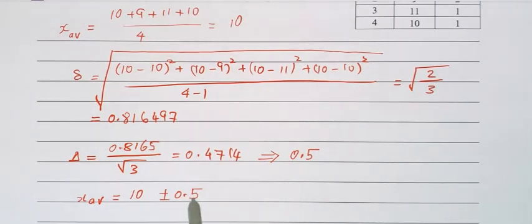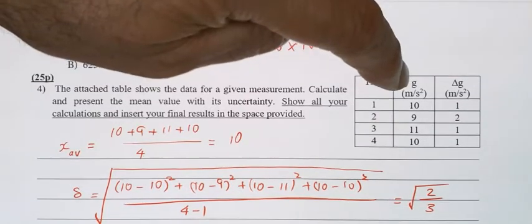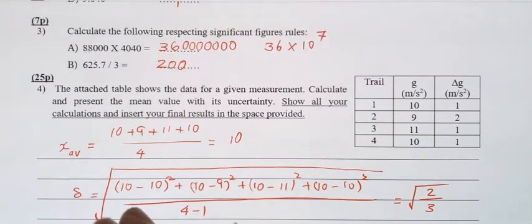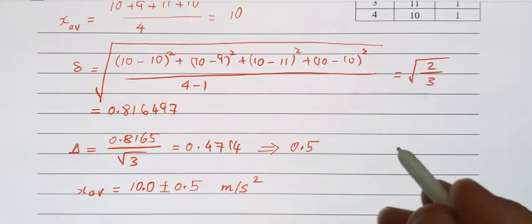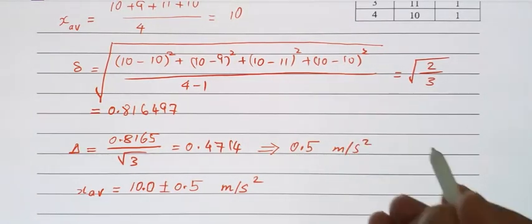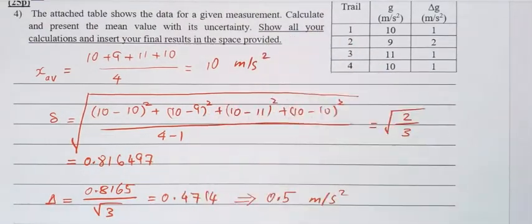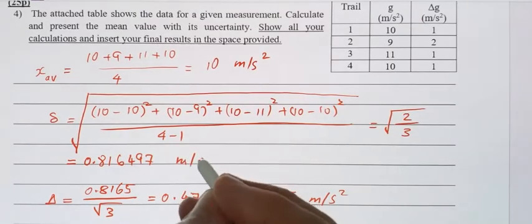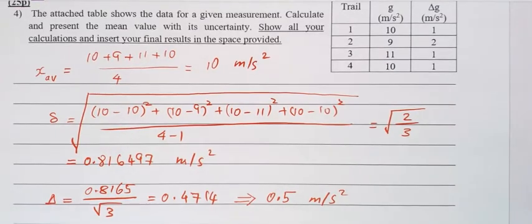So number has to match the error, so we need to add a 0. We need to add a 0, and then we have units. If you forget the units, you will lose half of the mark. Half of the mark. Meter per second square, and here also meter per second square. If you forgot the units, half of the mark is gone.